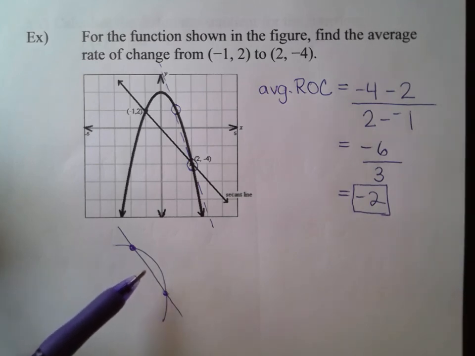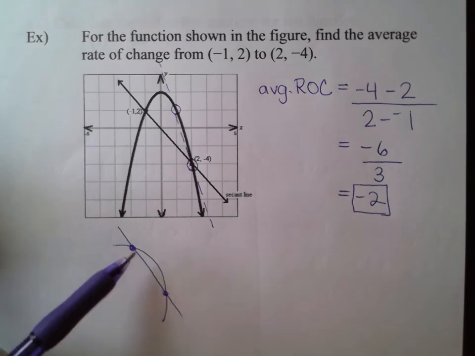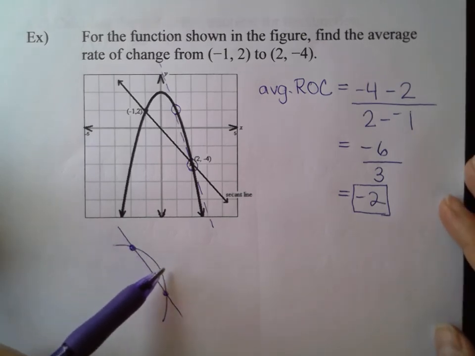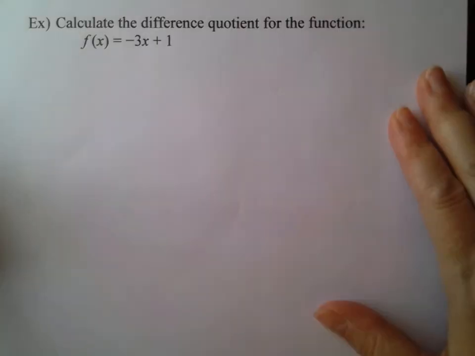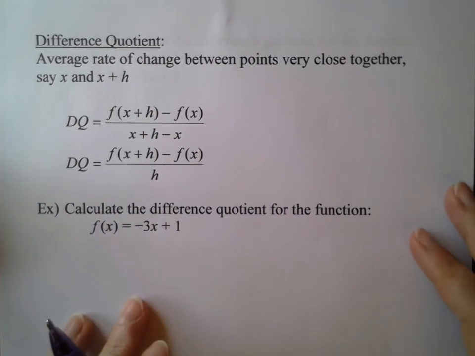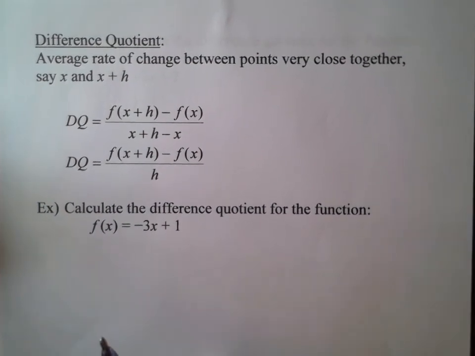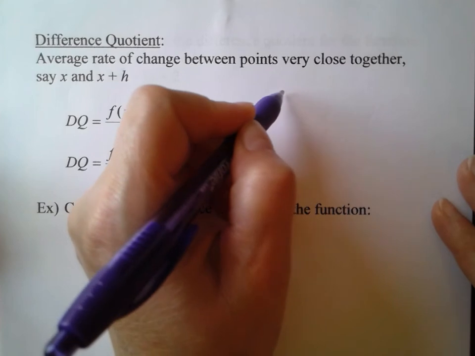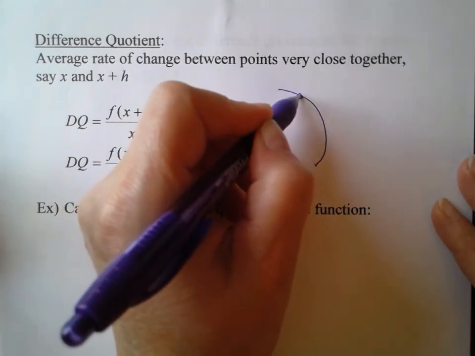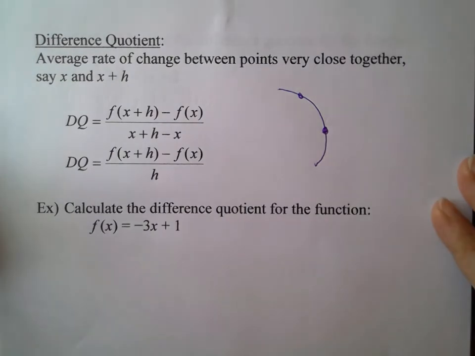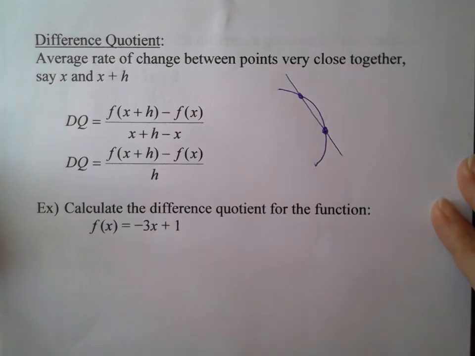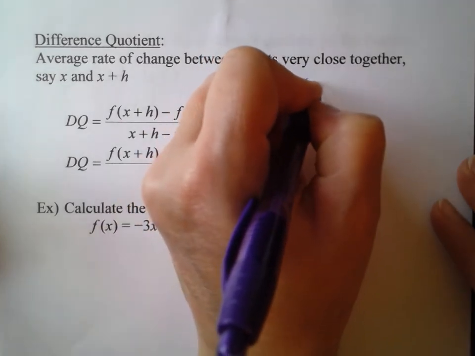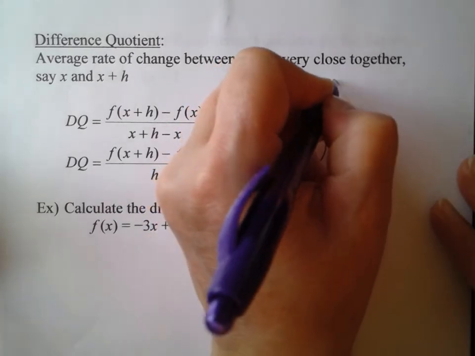We have 2 points on the curve, and we estimate the slope of the line to be close to the slope of the curve. Okay, so now let's look at the difference quotient. The difference quotient is the average rate of change between 2 points that are very close together. So think about the picture we just drew. We picked 2 points on this curve that are very close together. And we're looking at the slope of the secant line between them. Okay, so the 2 points we're picking, first of all, we're going to use x comma f of x.